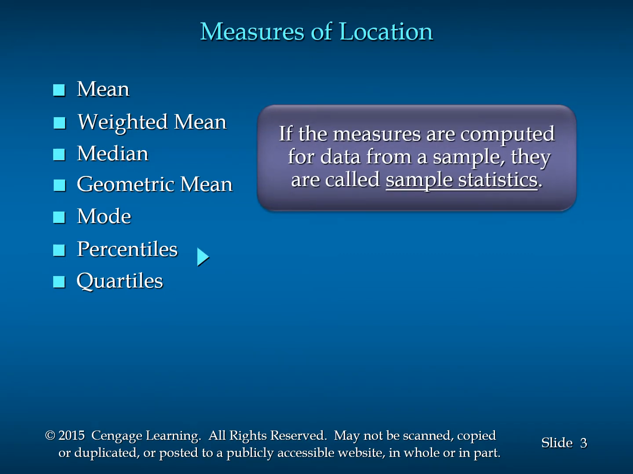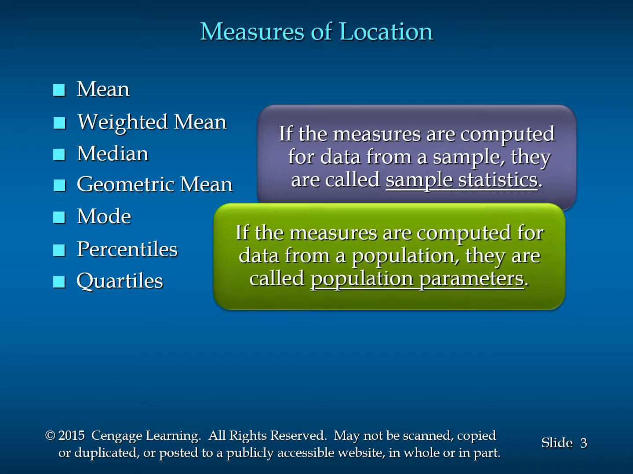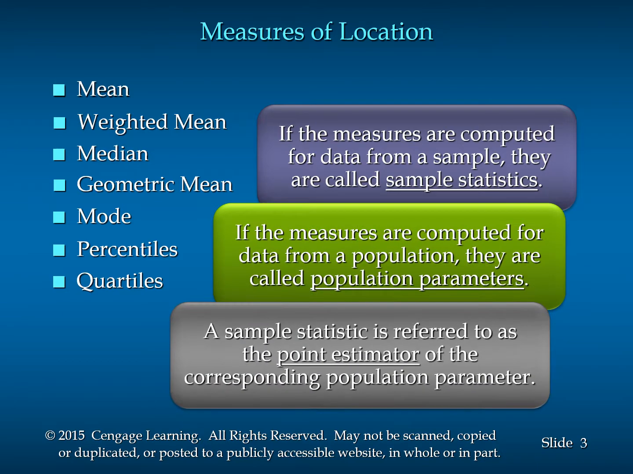If measures of location or descriptive statistics are taken from a sample, they are called sample statistics. If they are taken from a population, instead they are called parameters. Key through this entire course is that sample statistics are used as point estimators of a corresponding population parameter. In other words, if I take a sample and measure the mean, I will use that as an estimator to infer something about the population mean.